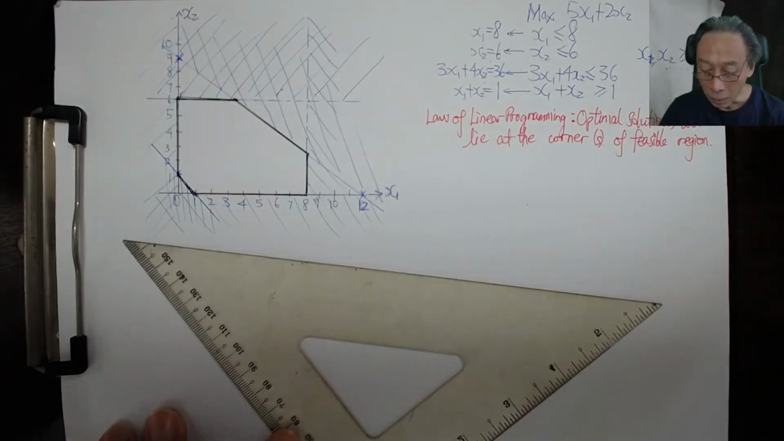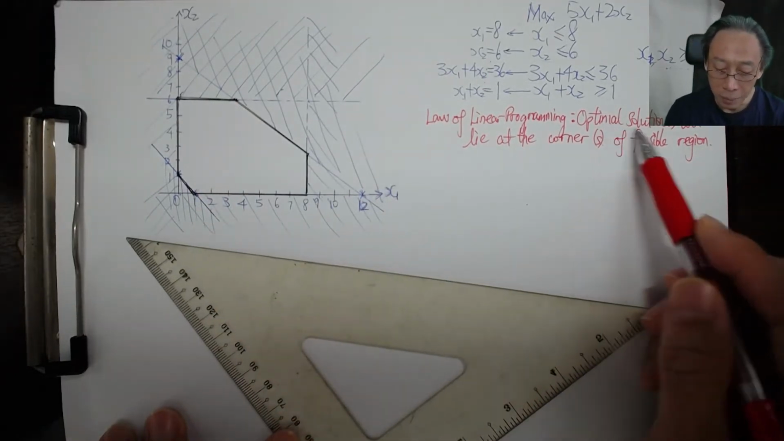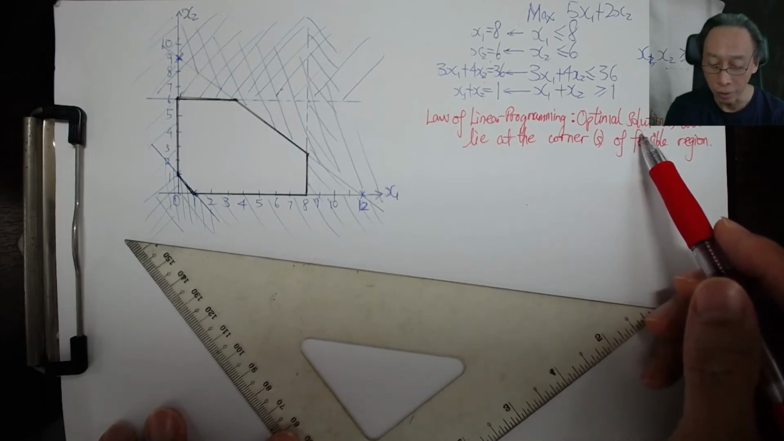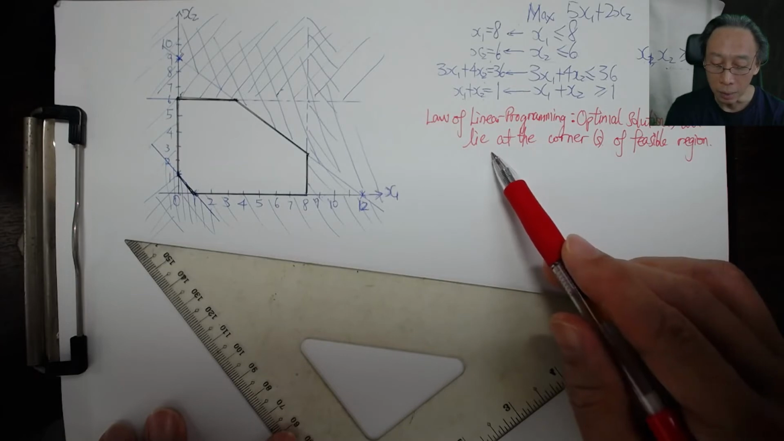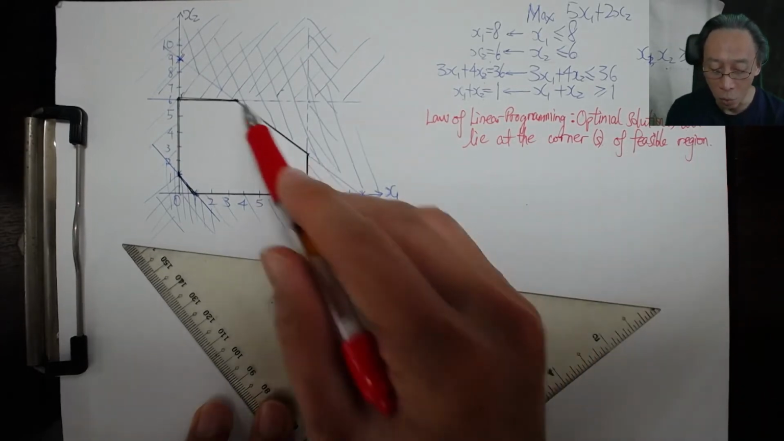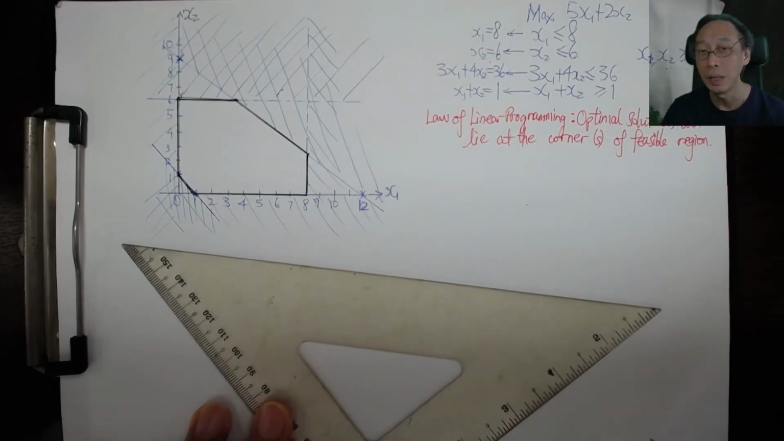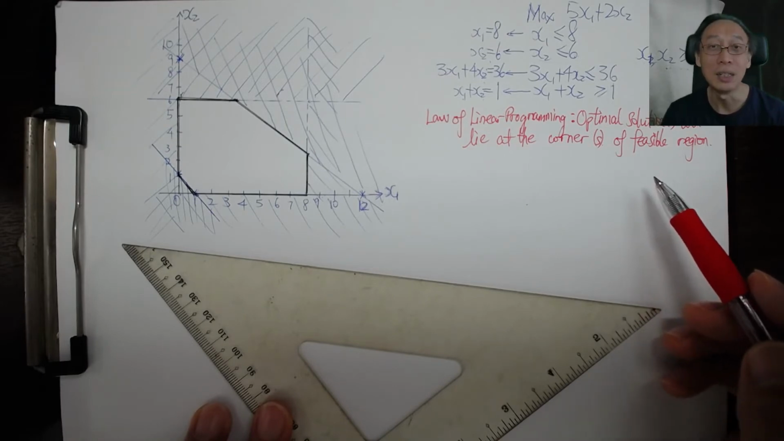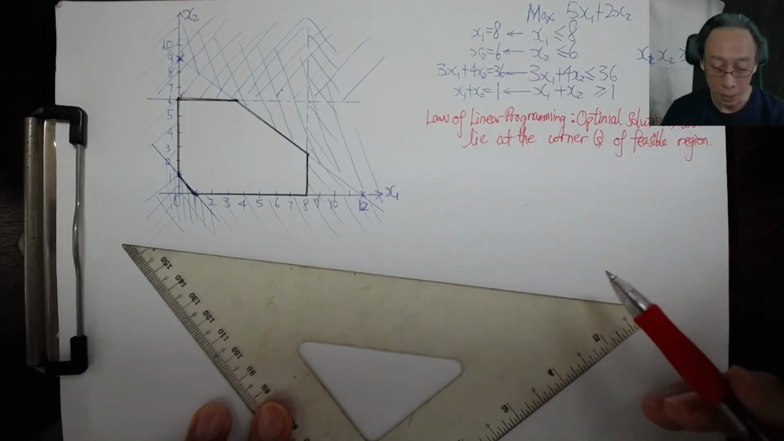So let's understand this again. The optimal solution, the best combination of tables and chairs, if there's only one solution, then it must be at the corner. If there are multiple solutions, then it still has to be at the corner of the feasible region. So let's just assume, which is true, that there is only one optimal solution in our sample problem here.